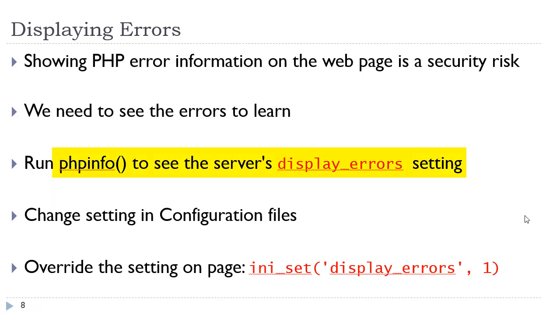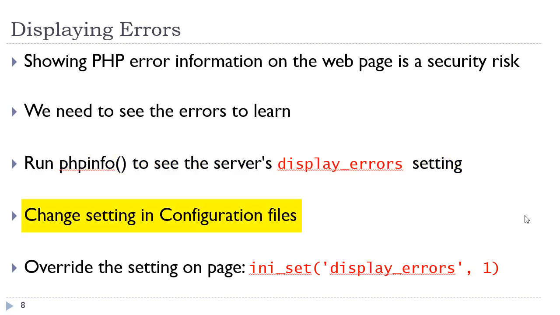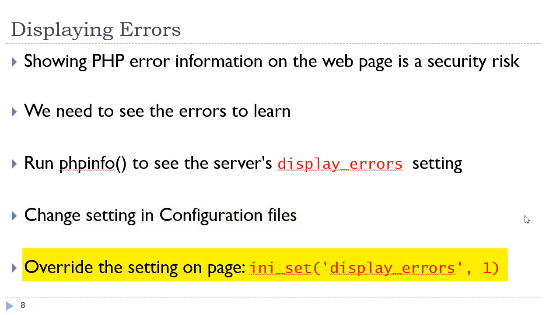You can use the phpinfo function to see the display_errors setting to determine whether your system is hiding or showing errors by default. If the errors are being hidden, you can change the settings in the configuration files. If you don't have access to them, you can also overwrite the settings on each page using the ini_set function.